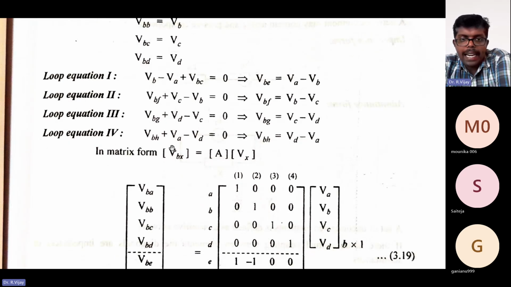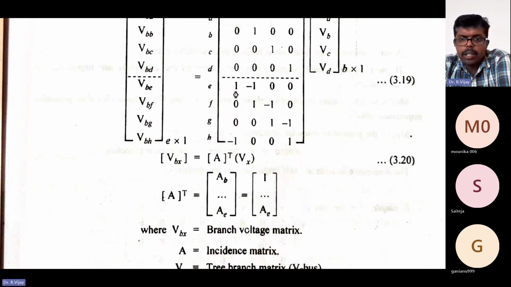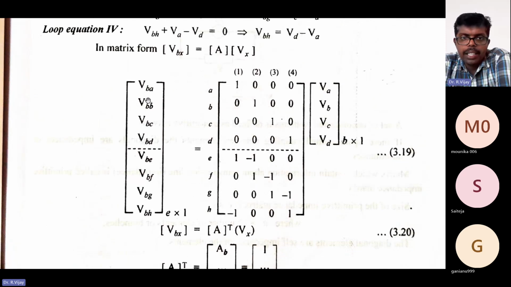Similarly, in matrix format, VBX is equal to A transpose into VX. Similarly, as we wrote the current combination, we need to write the voltage: VBA, VBB, VBC, VBD, VBE, VBF, VBG, VBH. So this is the VBX. Next is A transpose.